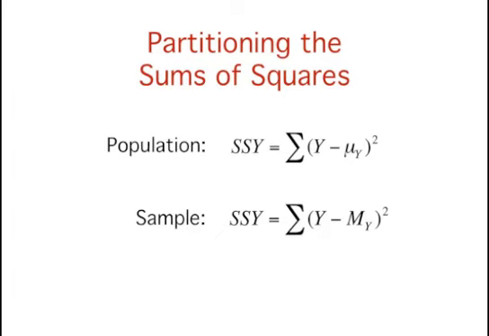A useful aspect of regression is that it can divide the variation in y into two parts: the variation in the predicted scores and the variation in the errors of prediction. The variation of y is called the sum of squares y and is defined as the sum of the squared deviations of y from the mean of y. The formulas for the sum of squares y, or SSY, for both the population and a sample are shown here.